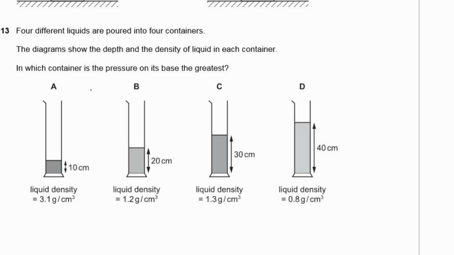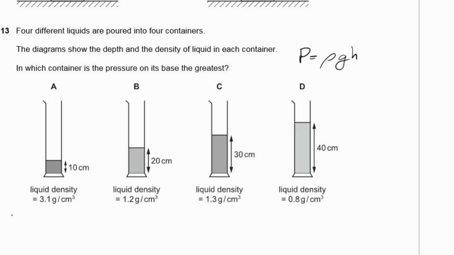13. 4 different liquids are poured into 4 containers. The diagram shows the depth and the density of liquid in each container. In which container is the pressure on its base the greatest? So we're looking for pressure in a liquid. And pressure in a liquid is density times gravity times height. So let's calculate the pressure at the bottom of each one of these.